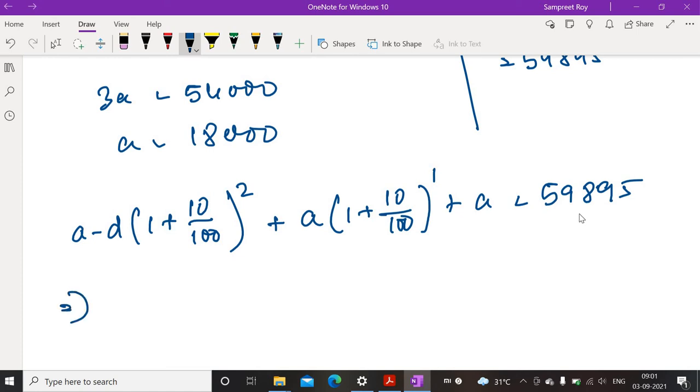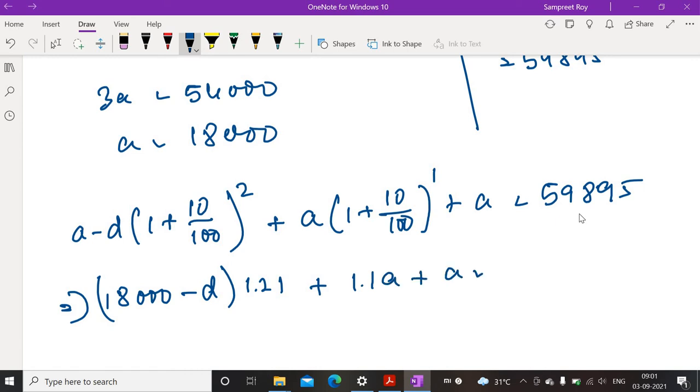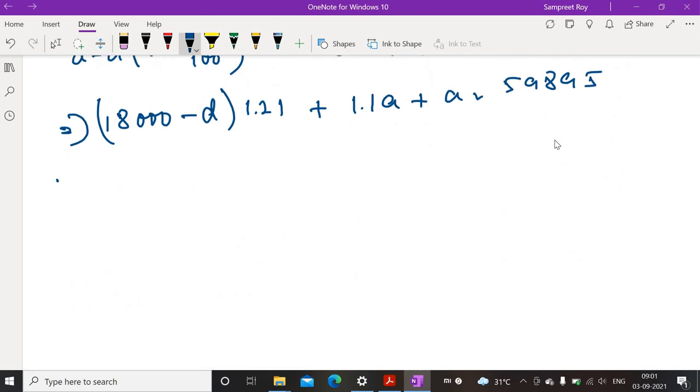So we found out a is 18,000, so putting a equals 18,000, we will get (18,000 minus d) into 1.21, plus 1.1a, plus a equals 59,895. So if we go about this, we will get minus 0.21d equals 315, so d equals minus 1500.